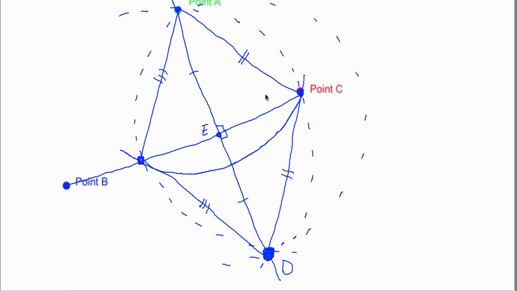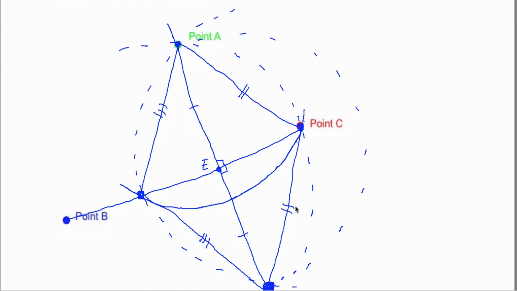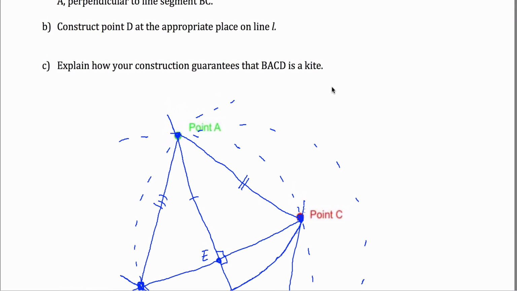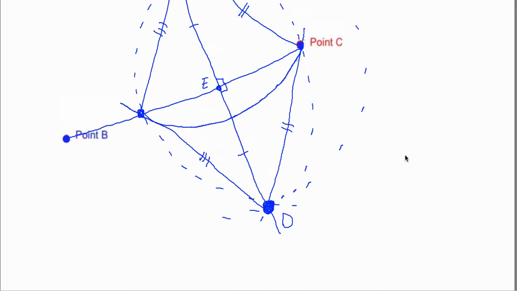And to make it a kite, I say I have 2 different pair of adjacent congruent sides. It turns out it's more than a kite. It's a rhombus, but I don't need to know that. All I need to do is explain why it's a kite. And the reason it's a kite is because I have 2 pair of adjacent congruent sides. I guess that was it for this problem.